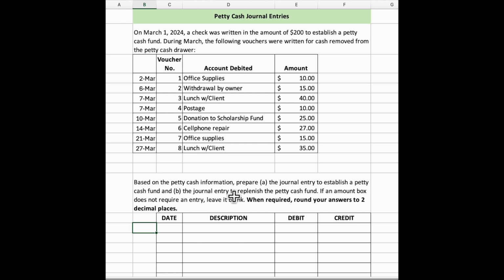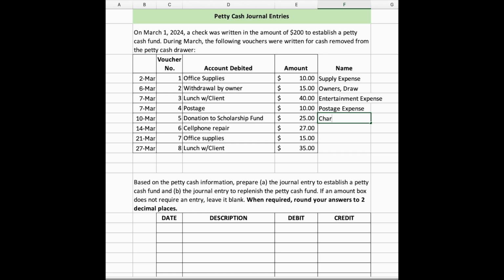There's a couple of things I'd like to do to prepare for my journal entries. For this assignment, I'm going to put on the side, for my own information, the names of the accounts that we're going to debit. So office supplies, let's put that in the supply expense. A withdrawal by the owner should come out of owner's equity, but we're going to call it owner's draw. That's how we're entering it. Lunch with a client, we're going to call that an entertainment expense. Postage, let's call that postage expense. A donation to a scholarship fund, that's going to be a charitable donation.